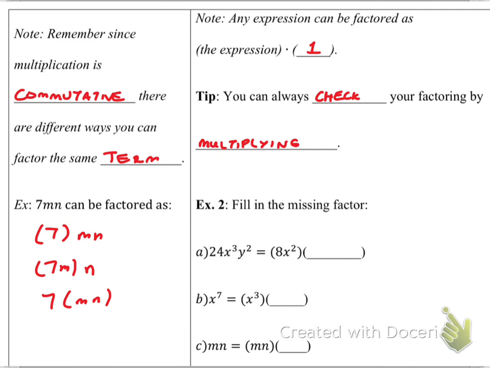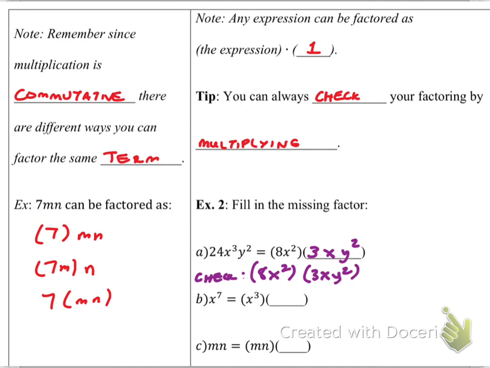So let's look here. And again, you can pause the video, fill it in, and come back and check your answers. So fill in the missing factor. We have 24x to the third y squared, and you're given 8x squared. So to finish this up, we would need what? 3xy squared. And we can do a little check here by taking 8x squared times 3xy squared.